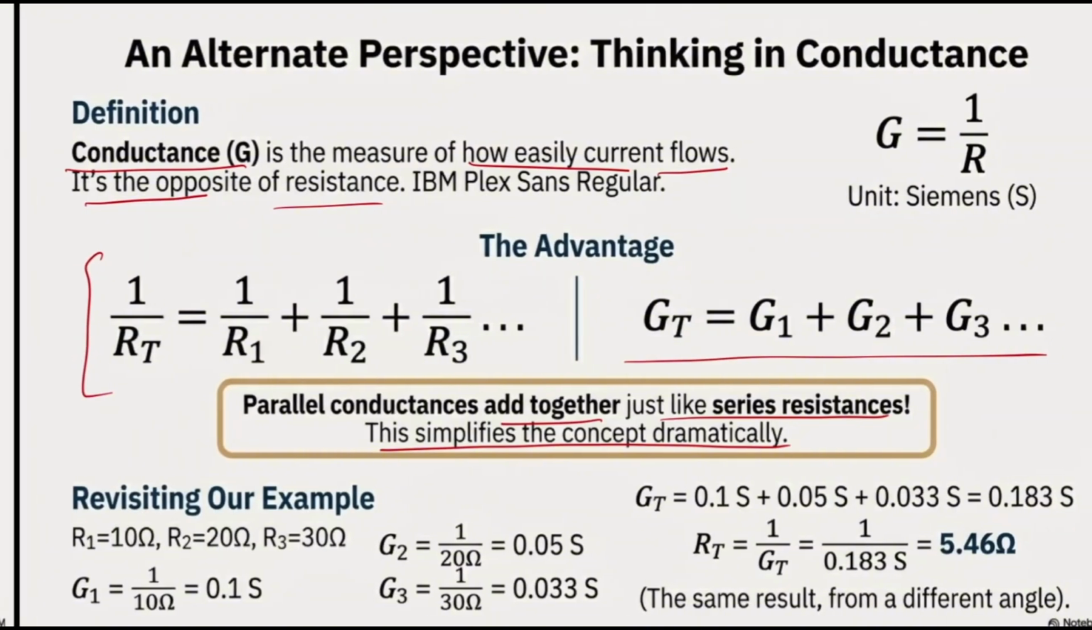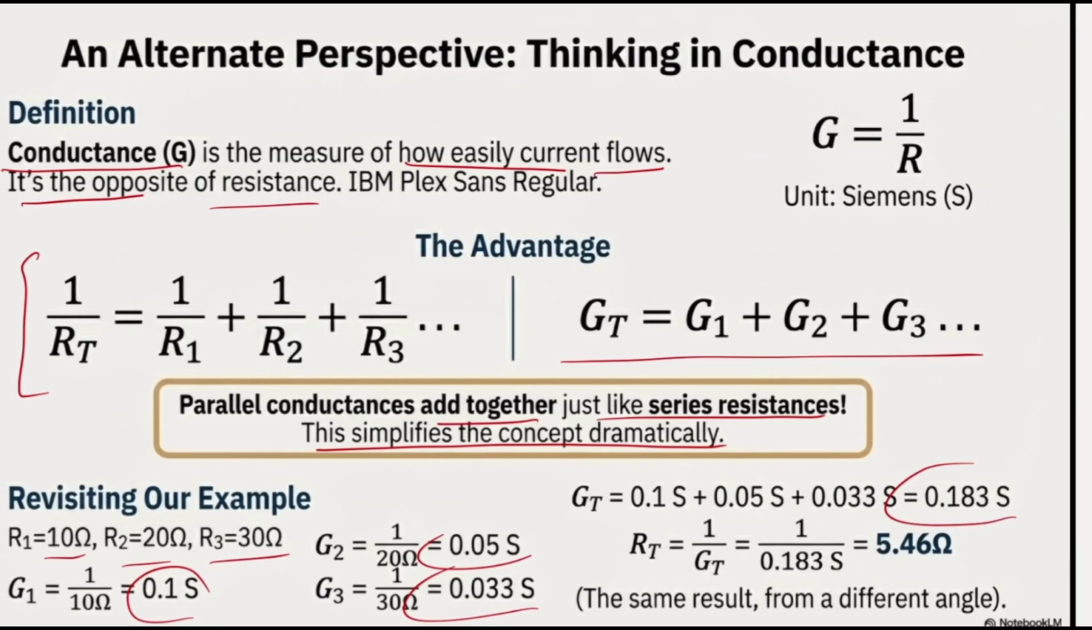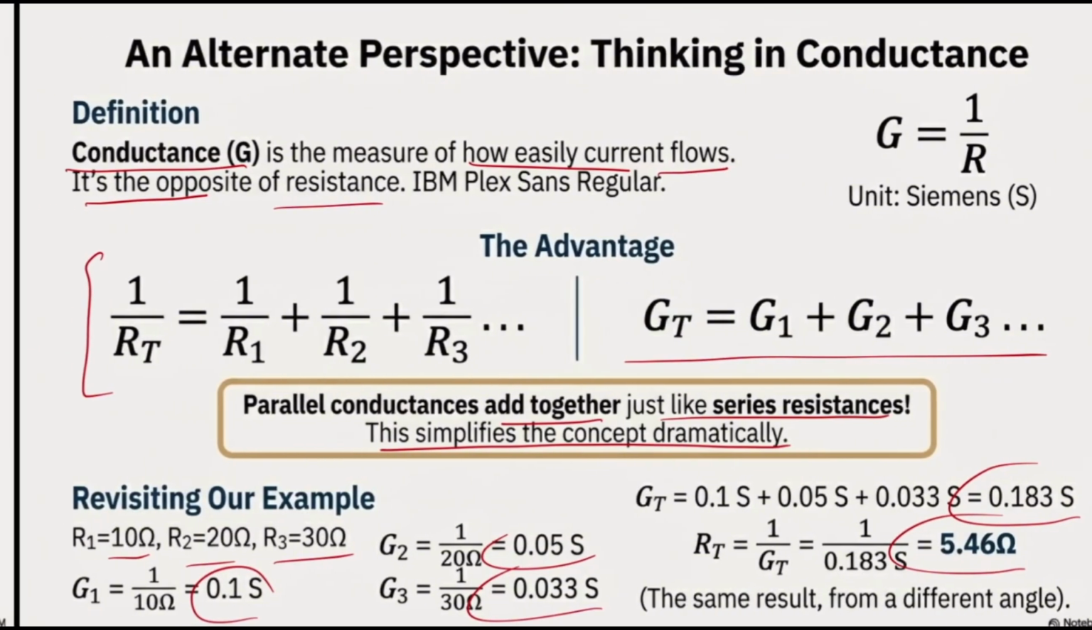So in our example, imagine we had 10, 20, 30. Instead of finding a reciprocal at the beginning, we can find the reciprocal of each at the beginning, then add them up. If you add those guys up, your final value is going to be this as a conductance. But if you would like to find the R total, you can find the reciprocal of that. As you can see over here, whenever my R is smaller, my conductance is higher.